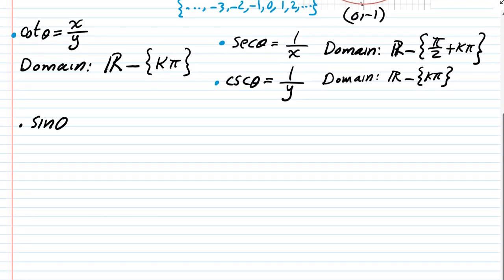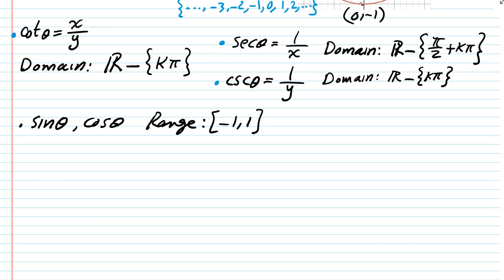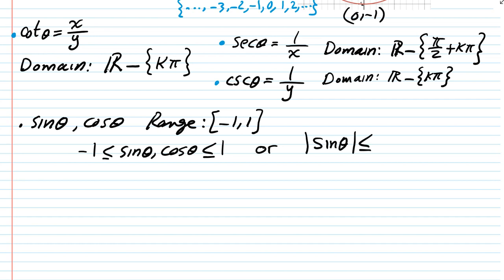So for sine theta and cosine theta, the range now is going to be between -1 and 1, both of those, because they're within the confines of the unit circle, right? Another way we can write it is this: sine theta and separately cosine theta. Remember, y values are the value of the function, lie between -1 and 1. Or we can write it as the following. We can say absolute value of sine is less than or equal to 1, and absolute value of cosine is less than or equal to 1. These mean the same thing.